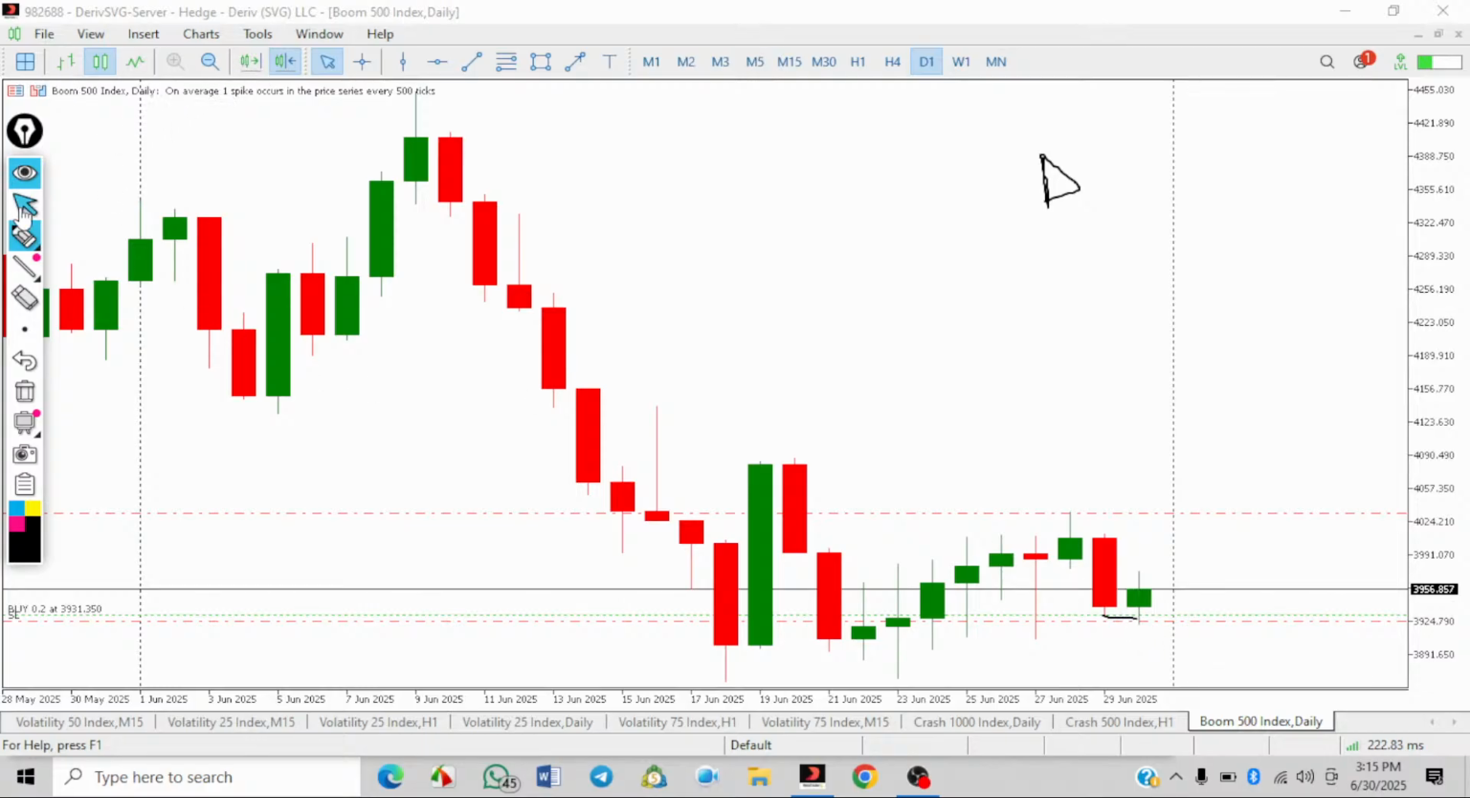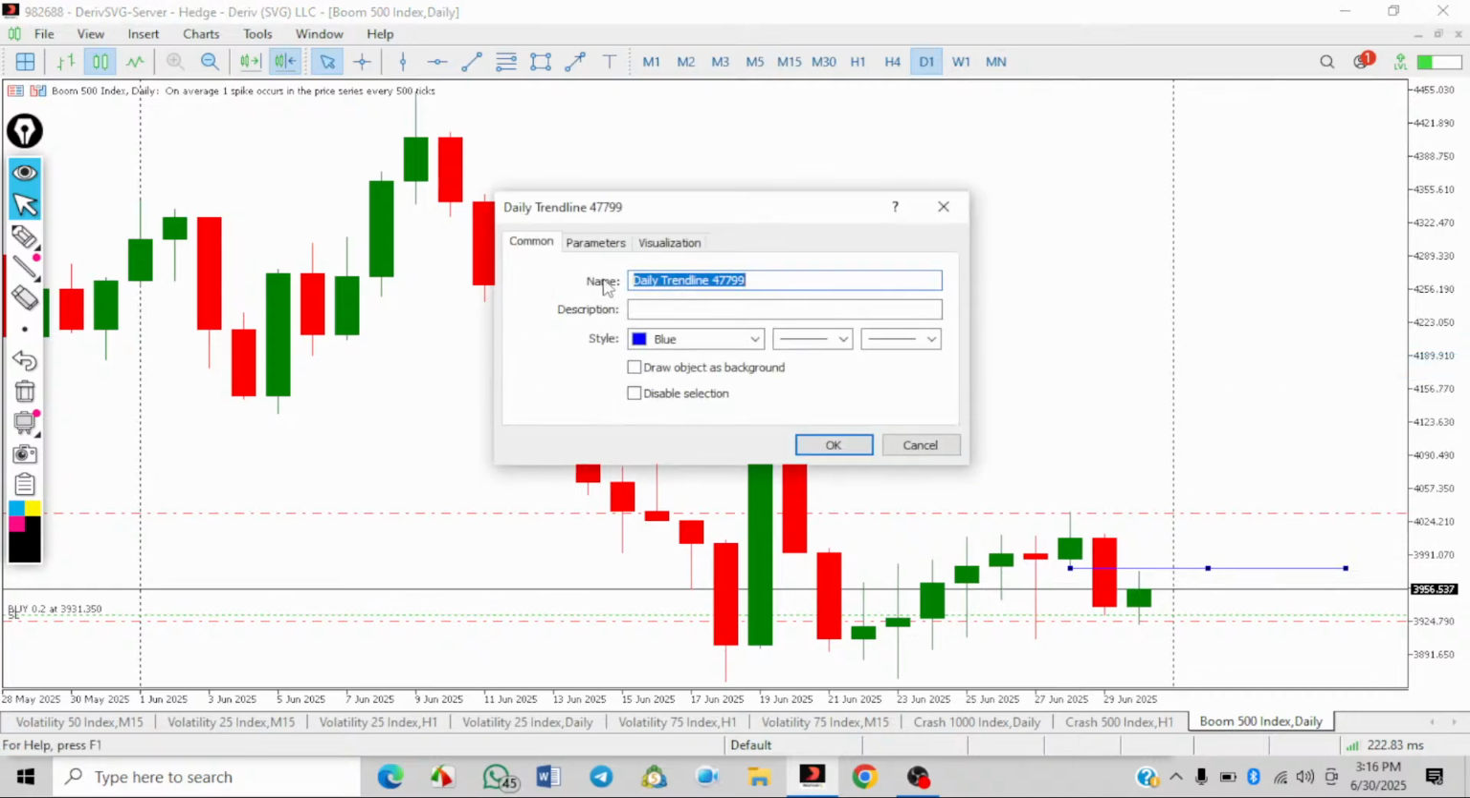So these are the things you put into consideration when determining your draw on liquidity. It's very important you consider that also. You can see we have that taken out already. So at least now, what will happen is that this high must be filled for us to continue. They must fill this area for us.